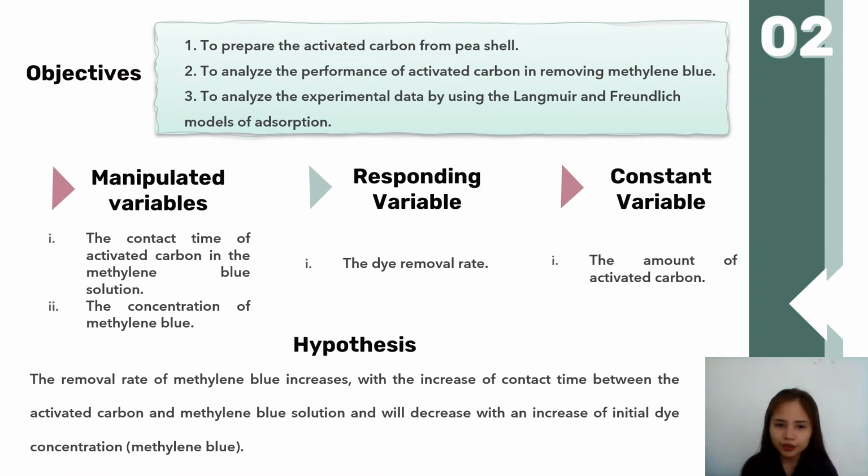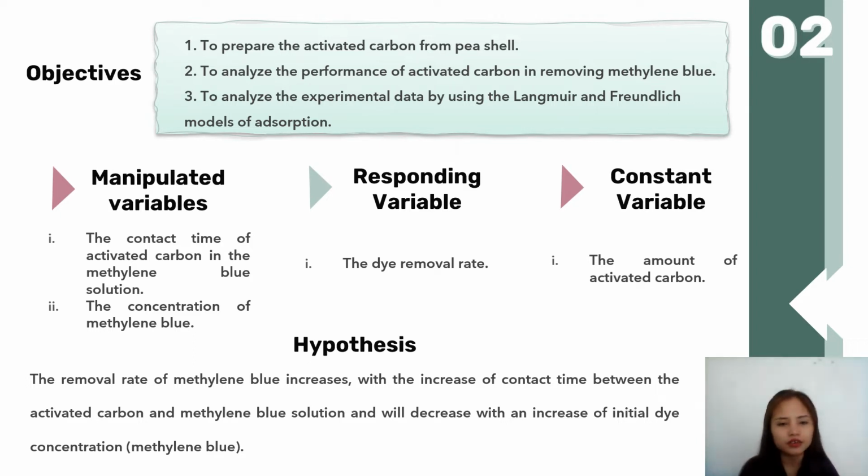Our experiment consists of three objectives. Firstly, to prepare the activated carbon from pea shell, and next to analyze the performance of activated carbon in removing methylene blue. Lastly, to analyze the experimental data by using the Langmuir and Freundlich models of adsorption.